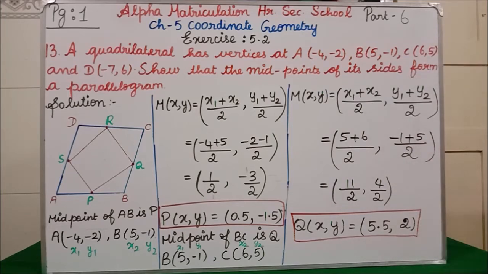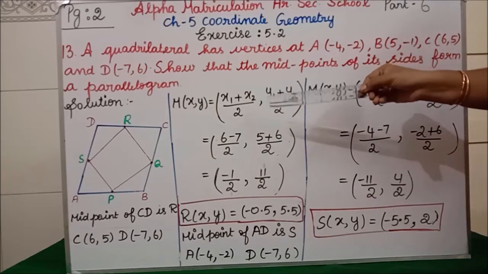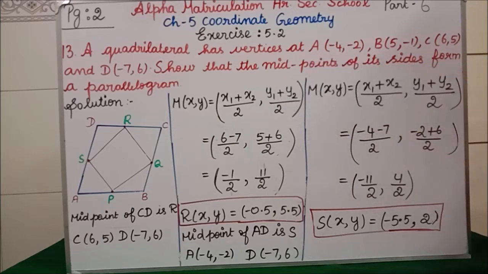I will erase this. Now in page number 2, we will find the R and S values. 13th question. This is page number 2. Next, remaining sides we are going to find the answer. Midpoint of CD is R. C point and D point we are taking from the question. So again the midpoint: x1 plus x2 by 2, comma y1 plus y2 by 2. x1 value is what? 6 minus 7 divided by 2, comma 5 plus 6 divided by 2.